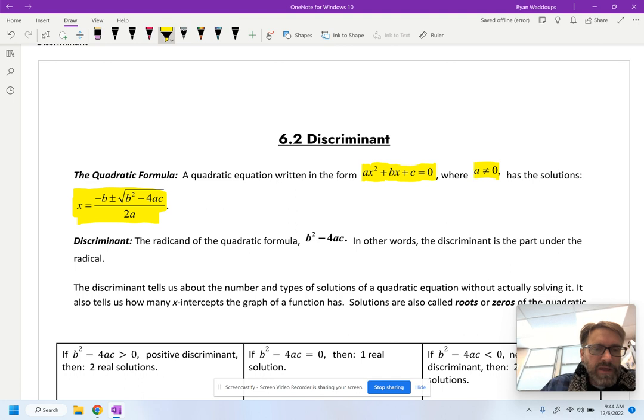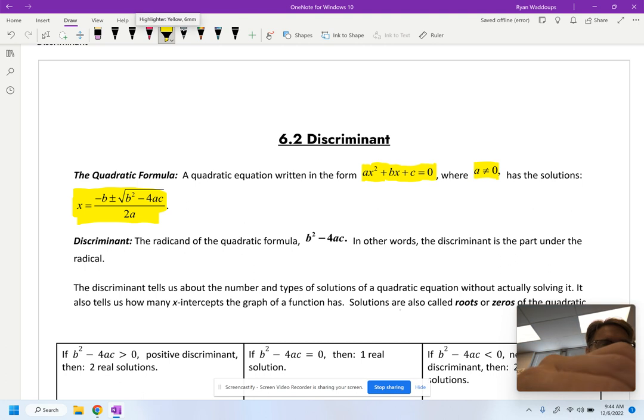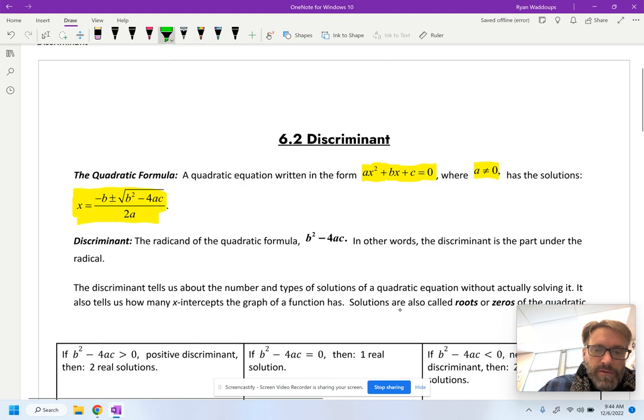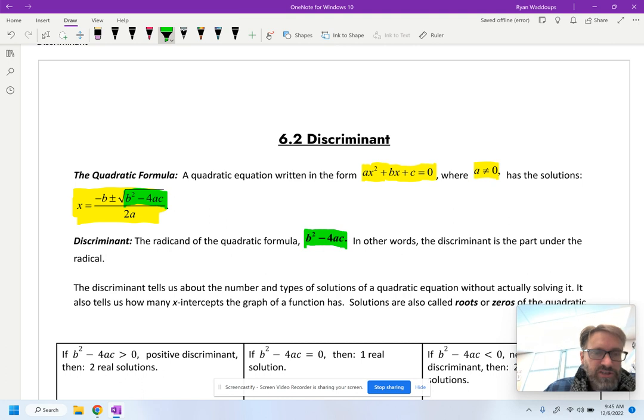x equals negative b plus or minus the square root of b squared minus 4ac all over 2a. And the discriminant is part of that formula. The discriminant is b squared minus 4ac, or it's the part that's under the radical. It's just the number that's under the radical, b squared minus 4ac.